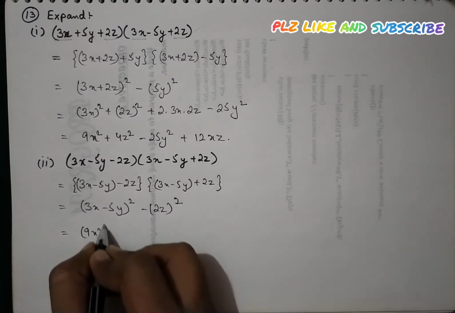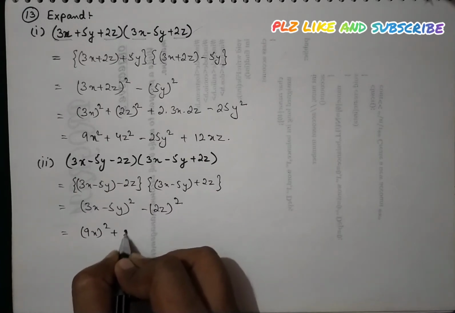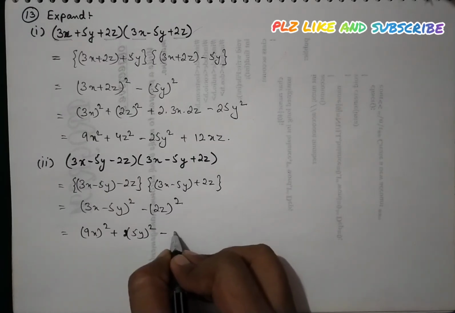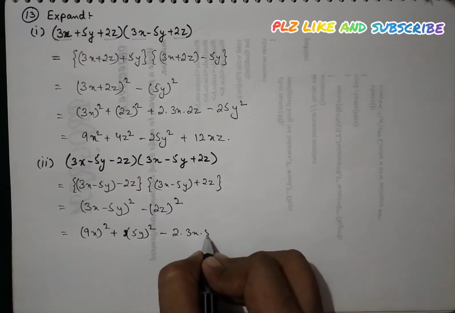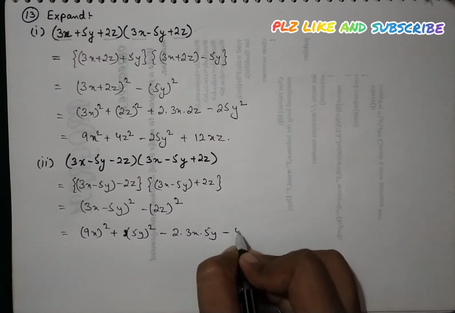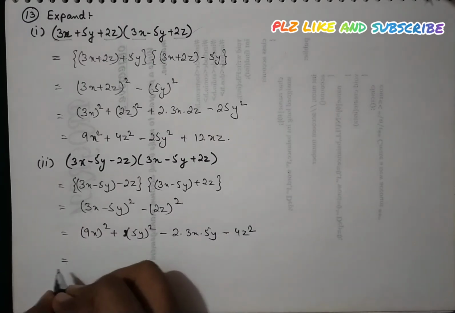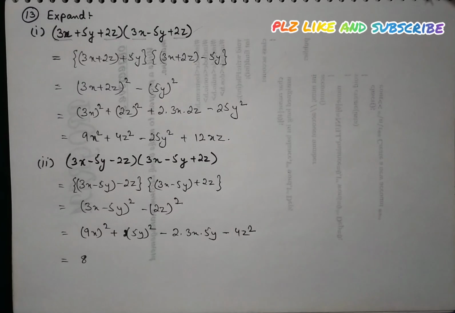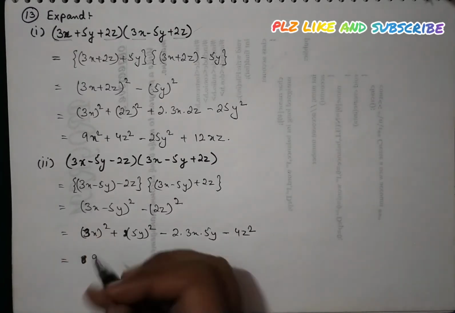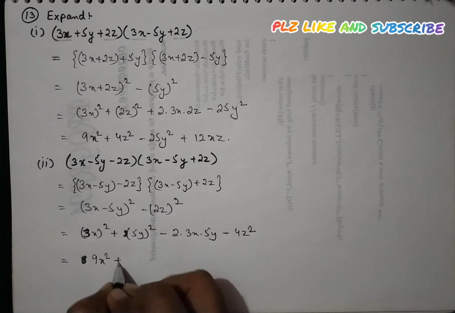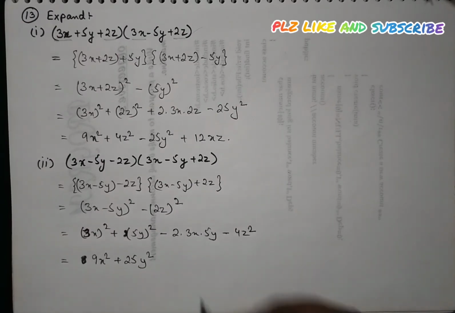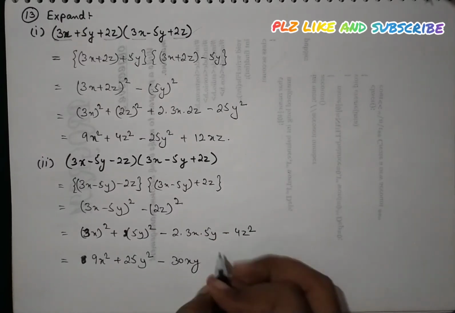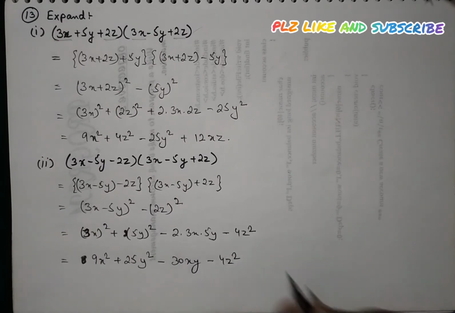This will be equals to 3x to the whole square plus 5y to the whole square, then minus 2 into 3x into 5y, minus 4z square. With correction, this will be 9x square plus 25y square minus 30xy and minus 4z square. That's all the answer.